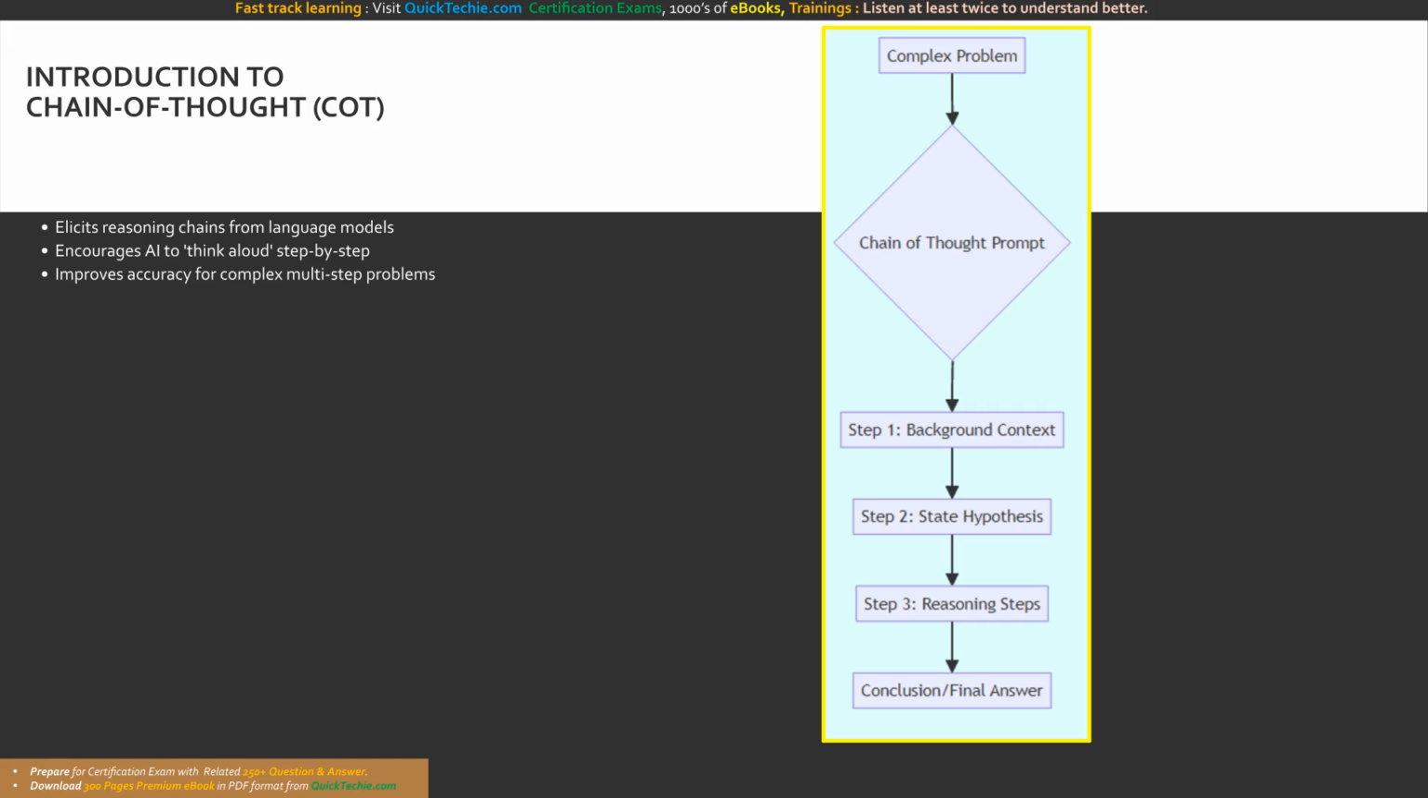Why does this matter? It significantly enhances the transparency of the AI's decision-making process and improves the accuracy and reliability of its outputs. Instead of forcing the model to jump directly to a conclusion, a COT prompt lays out a reasoning chain or train of thought for the model to follow.